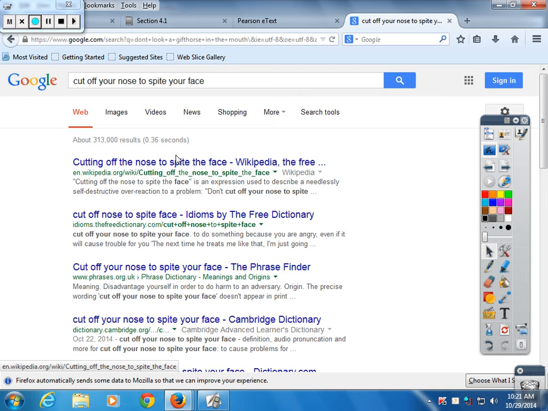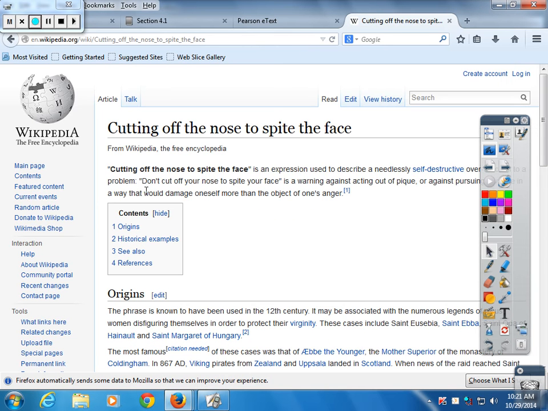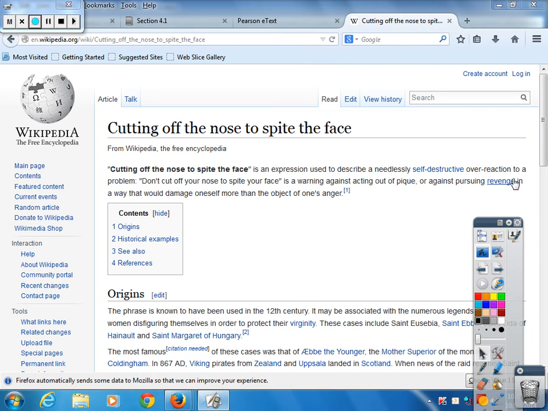Cutting off your nose to spite your face. No, the last one was throw out the baby with the bathwater. This is a self-destructive overreaction to a problem. Don't cut off your nose to spite your face, or against pursuing revenge in a way that would damage oneself.